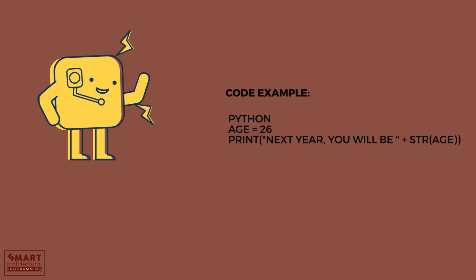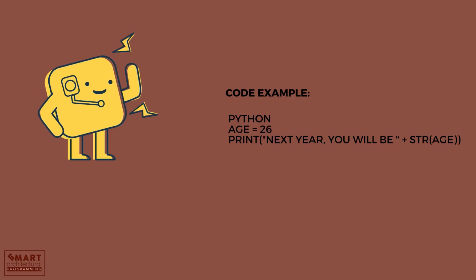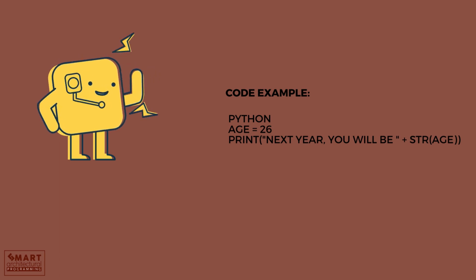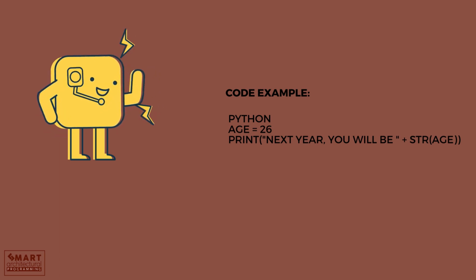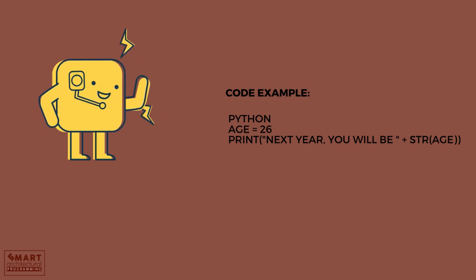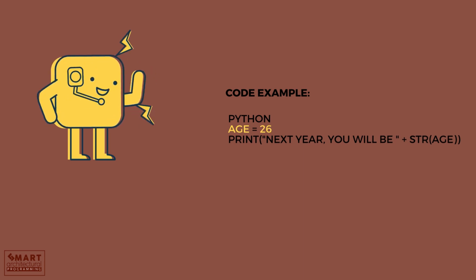Python: age = 26. print("Next year, you will be " + str(age)). The cool thing about variables is that their values aren't set in stone. You can change them, like updating age to 26.